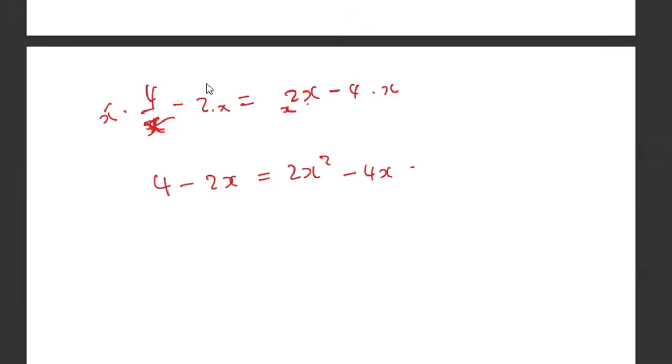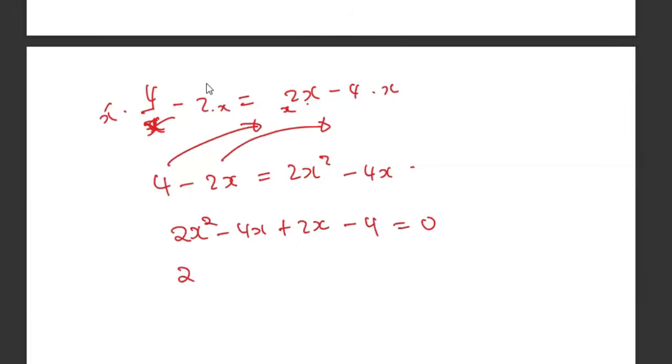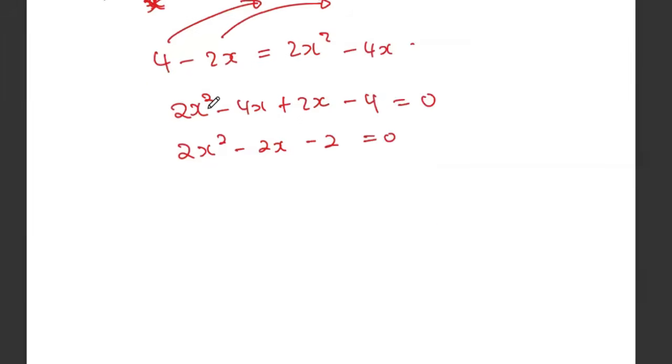Then let's create a quadratic with a standard equation. Actually, let me move everything to one side. So it's 2x squared minus 4x plus 2x, and when the 4 crosses, minus 4 is equal to 0. So it's 2x squared minus 2x minus 4 is equal to 0. We can divide through by 2.